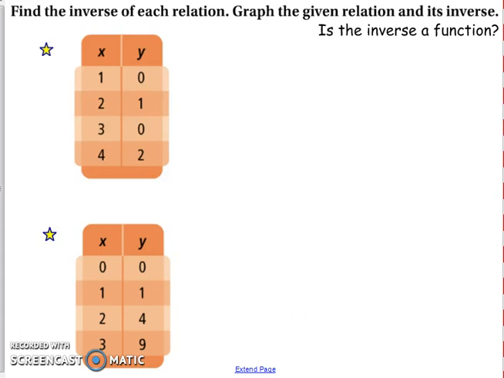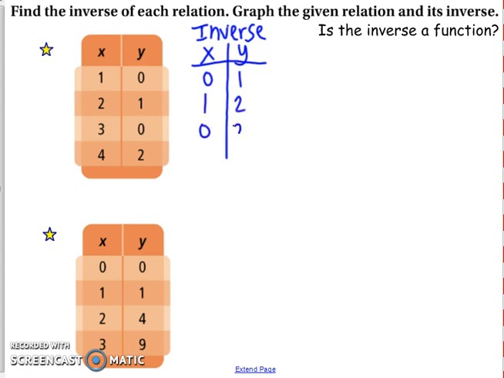And the range of the original becomes the domain of the inverse. So here we want to find the inverse of each relation. So all we're going to do is literally flip the points. So for the inverse, if I make an XY chart here, instead of 1, 0, I have 0, 1. Instead of 2, 1, I have 1, 2. Instead of 3, 0, I have 0, 3. And instead of 4, 2, I have 2, 4.